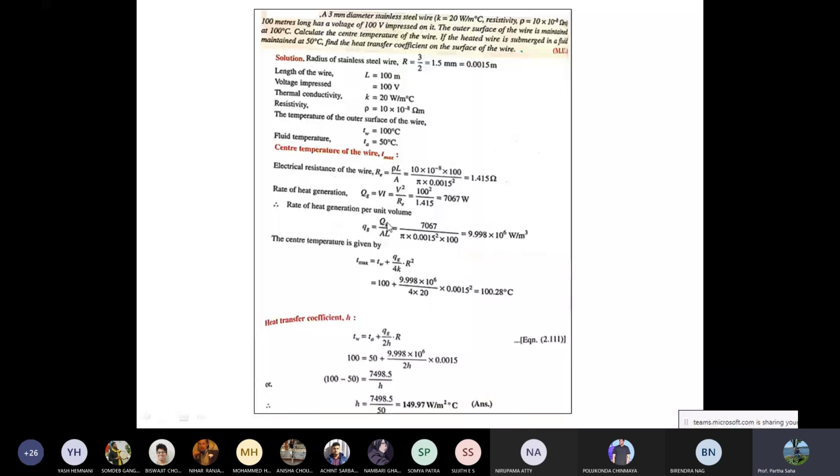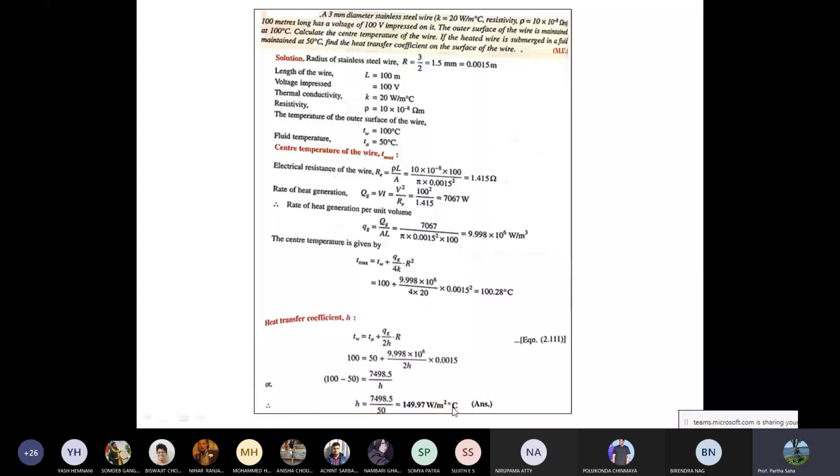But the rest of the part is very easy. The center maximum temperature will be TW plus Qg by 4K R square. You get 100.28. For the heat transfer coefficient, you have to use the same formula in the previous expression. Only thing is, now you have calculated T max, you know TW, the ambient temperature, all the parameters are known except H. So you solve it for H and you get 149.97 watt per meter square C.